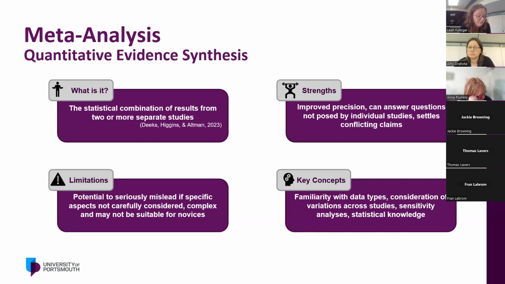Additionally, the method itself can be quite complex and may not be suitable for someone doing their first systematic review unless you have support. There is lots of software that exists to make it fairly simple, like RevMan from Cochrane and things like that, but it's always best to have some support if you're doing it for the first time.